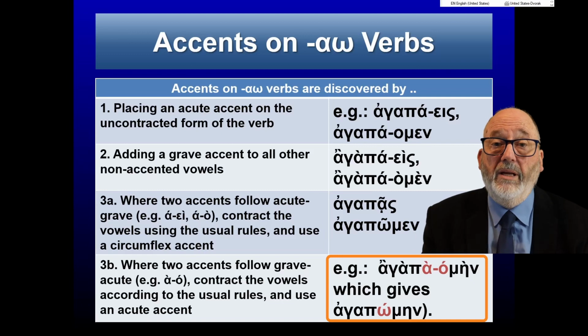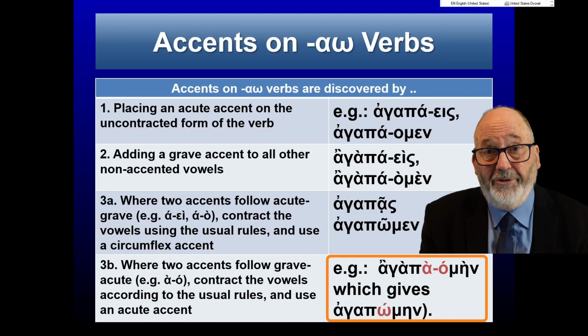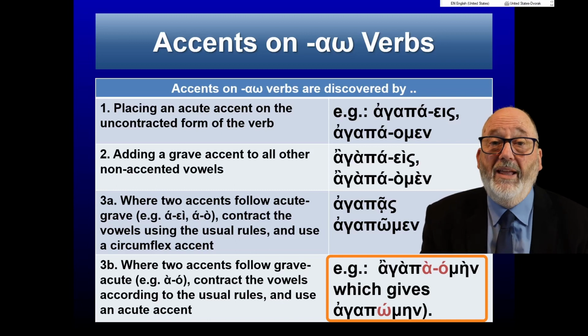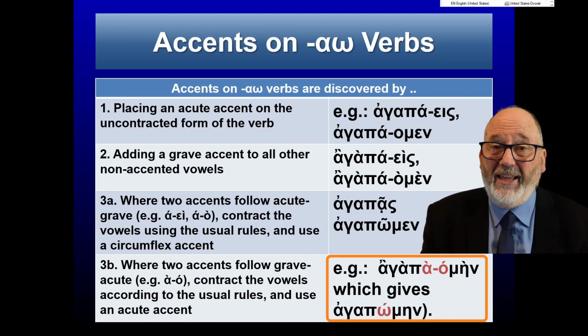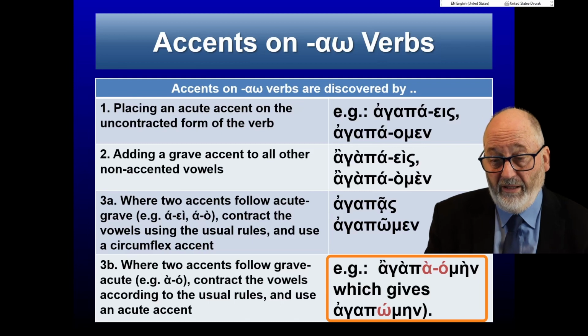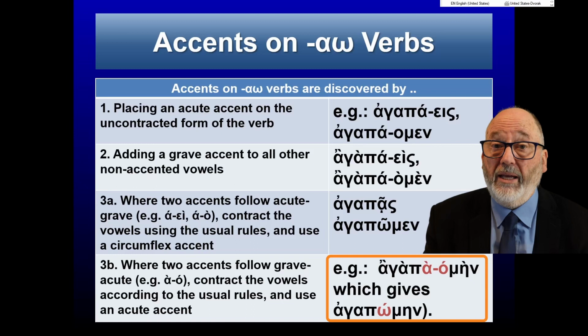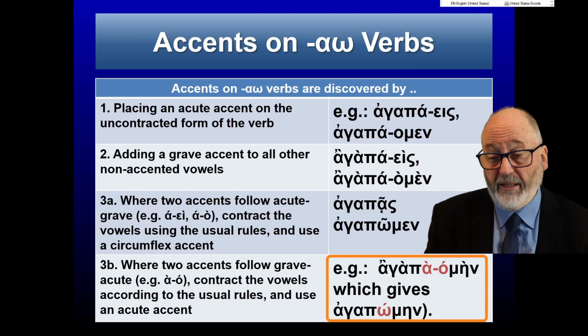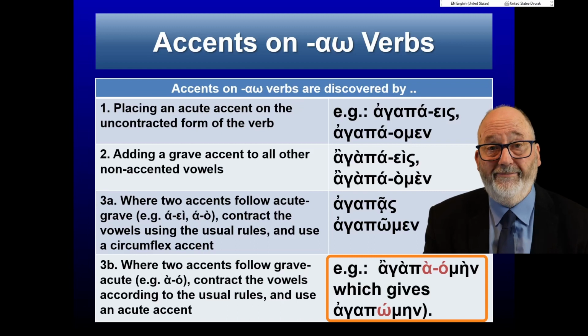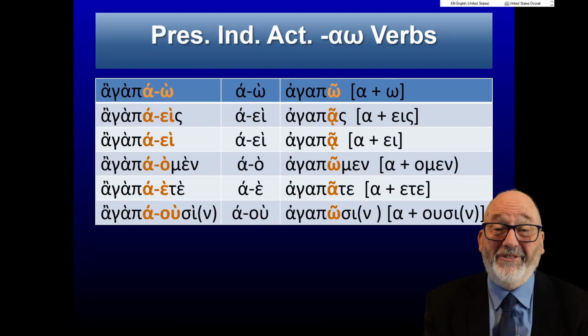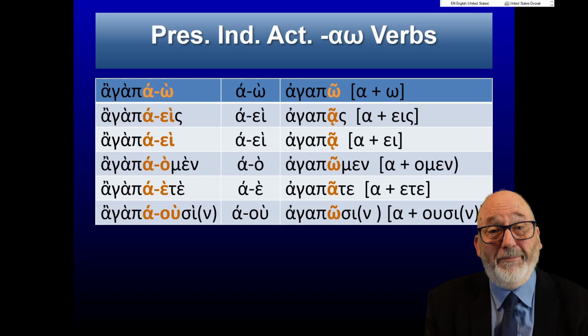So this time, the result is we contract the vowels according to the rules for αω verbs and add an acute accent. So in this case, we have alpha with an O sound, that becomes an omega, and we place an acute accent on it. Well, what does this mean for the present indicative active of ἀγαπάω?